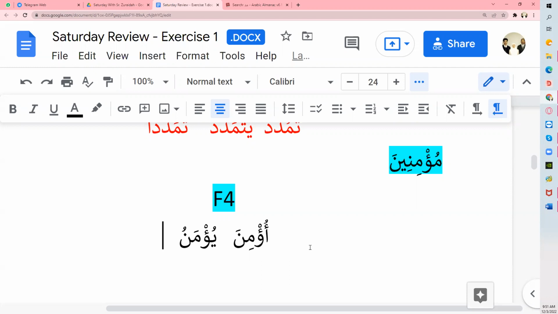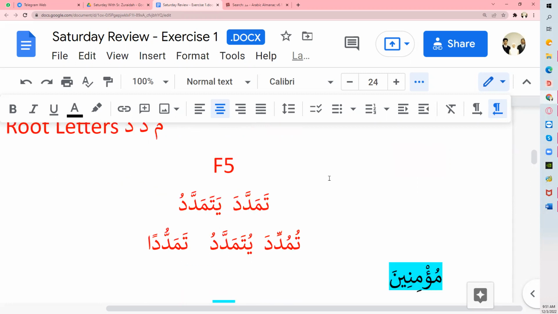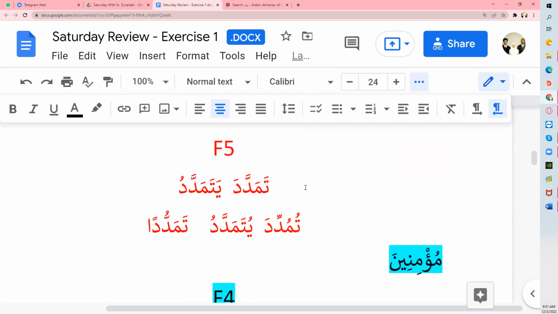Finally, the masdar for family 4 is... i. Okay, i what? Not eat. Imanan. Imanan. Subhanallah. Imanan. All right. Umina, yu'manu, imanan.